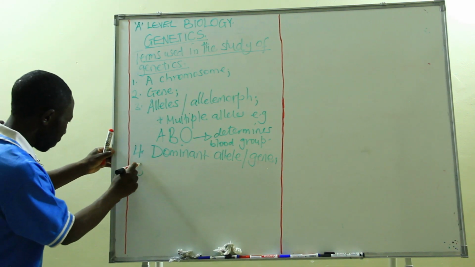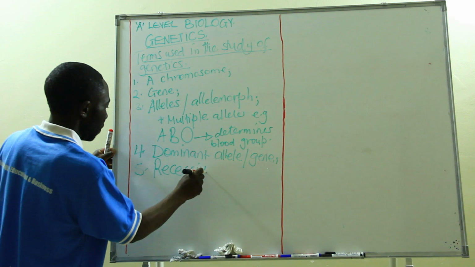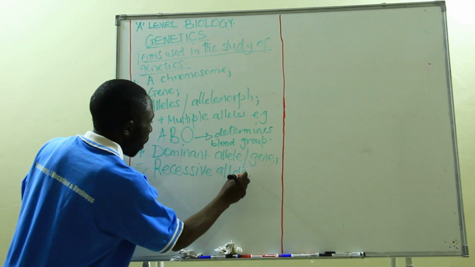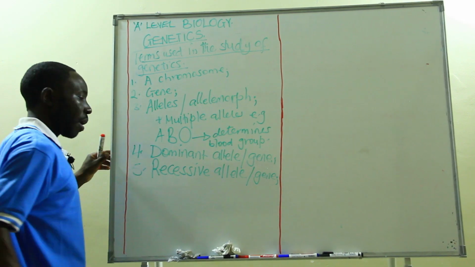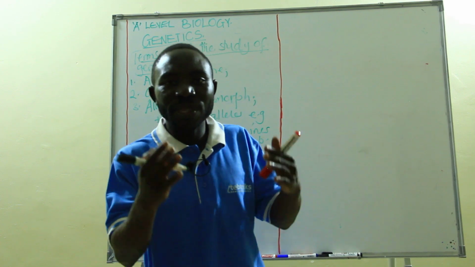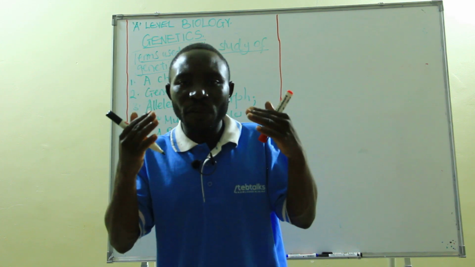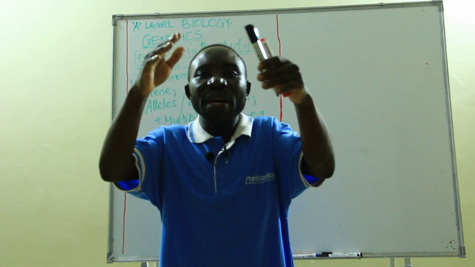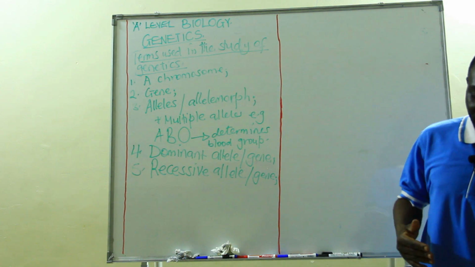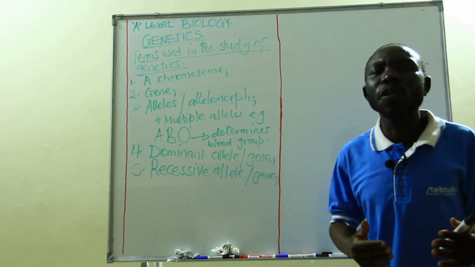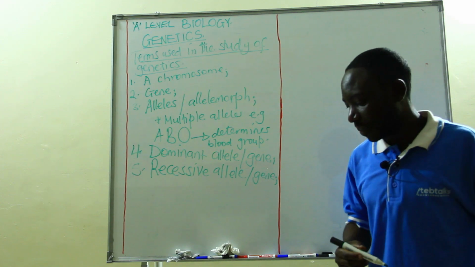Then 5, we have recessive allele or gene. A recessive gene is a gene or an allele whose effect is seen in the phenotype when the alleles are in identical state. Or we can simply say it is a gene or an allele whose effect can only be seen in the phenotype in homozygous state.